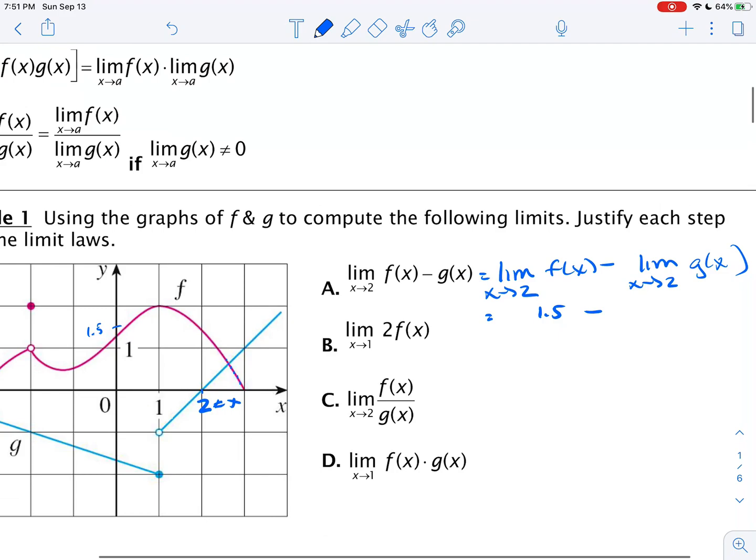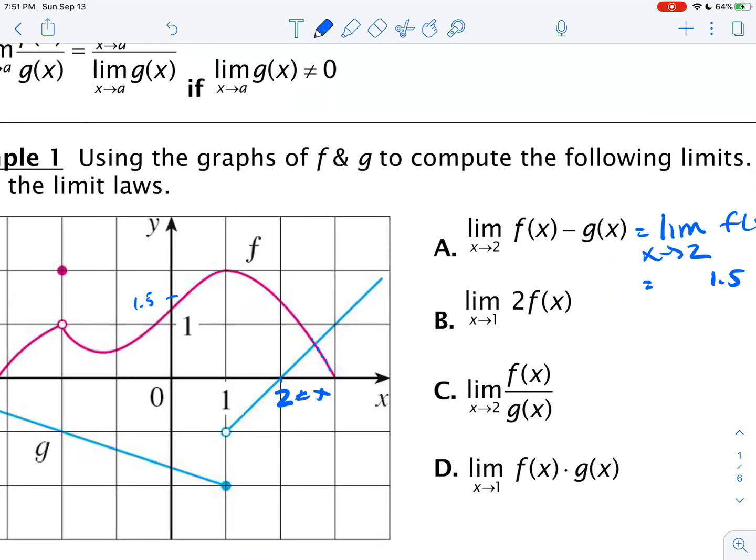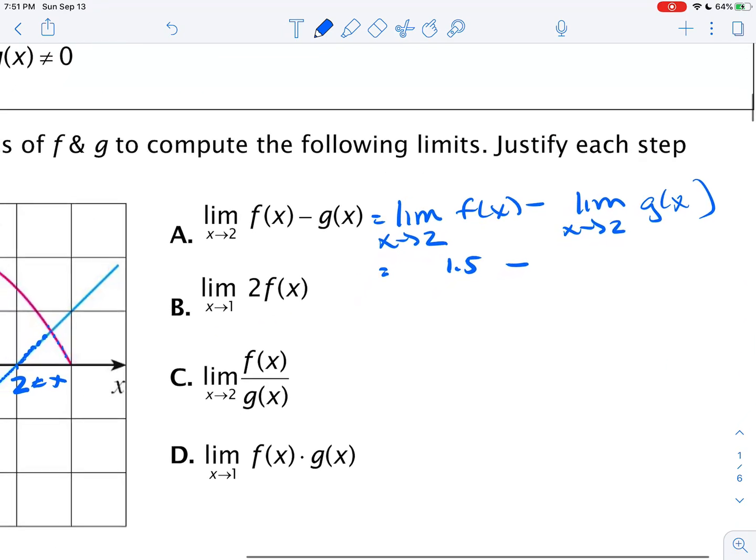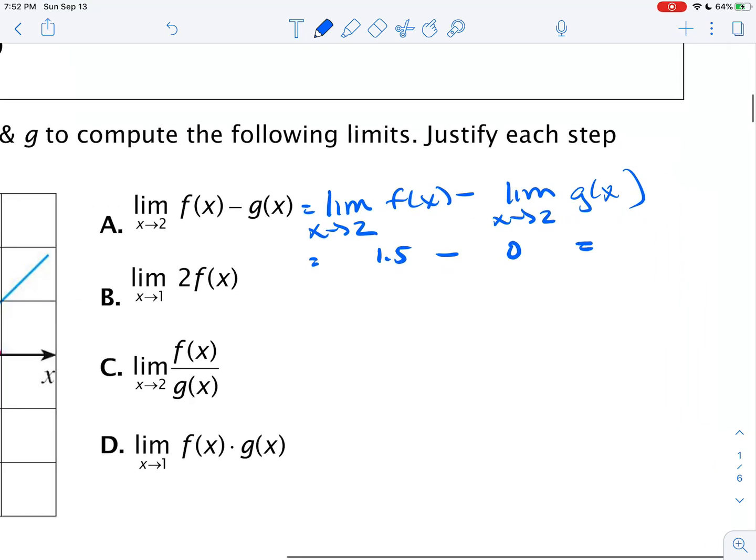And doing the same thing with g of x, here's x equal to 2, and now I'm going to the blue graph, and the function outputs as x approaches 2 from the left look like 0. And what are the function outputs of g of x as x approaches 2 from the right? It looks like their output is also equal to 0. So we have 1.5 minus 0, and so this limit in part A would be 1.5.